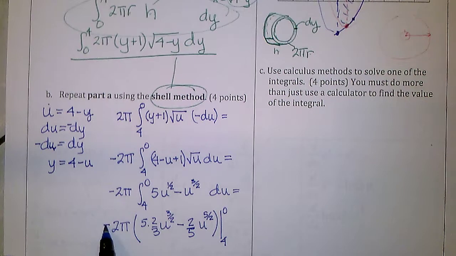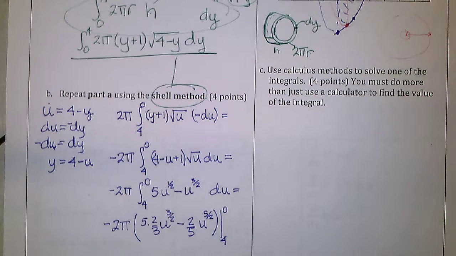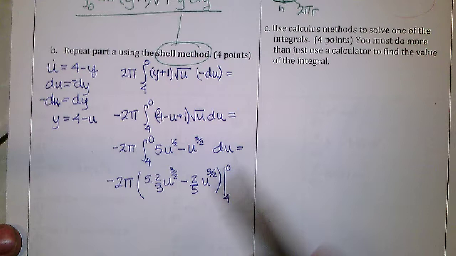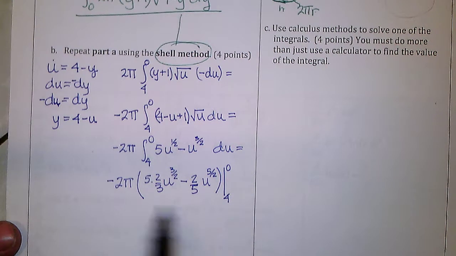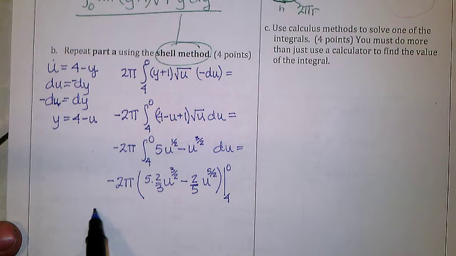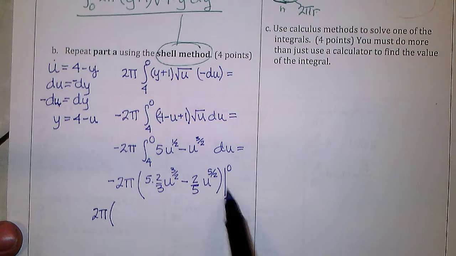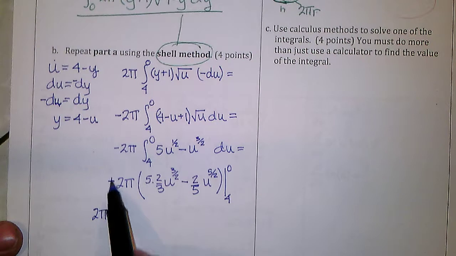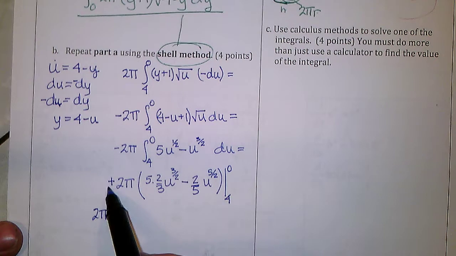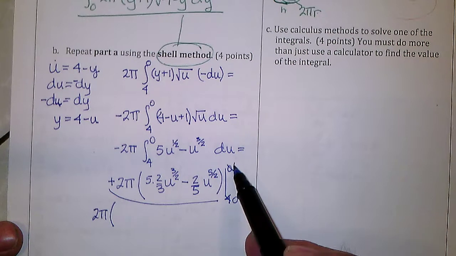Now I could take this minus and change the order of this, change it to 0 to 4 and change the sign of the minus. But yeah, let me do that. So I'm going to swap that. So this will become 2 pi, and I'll put in 4 first because I'm switching this, changing this to 0 and this to 4.